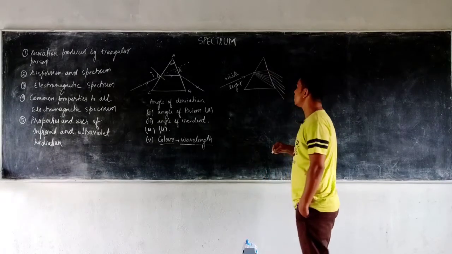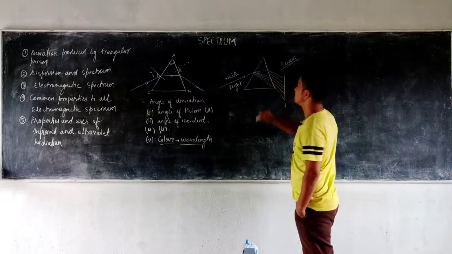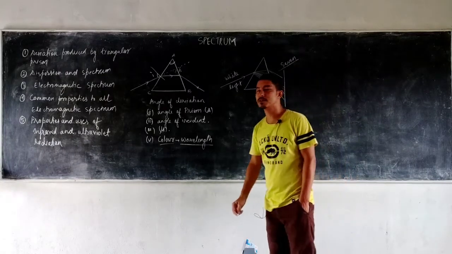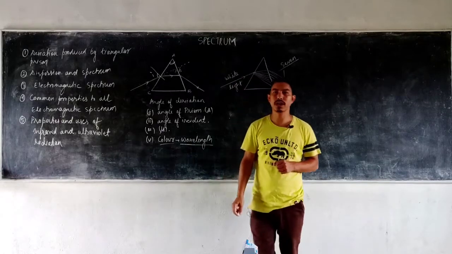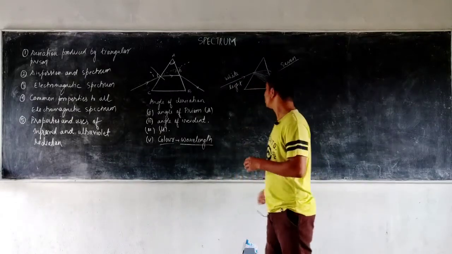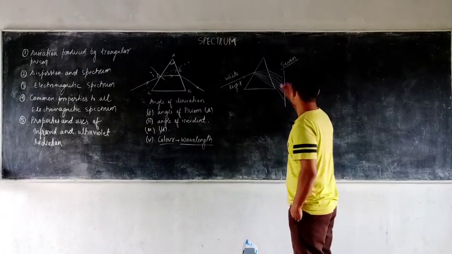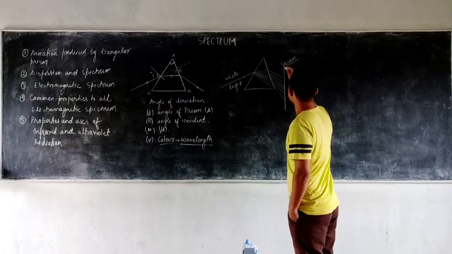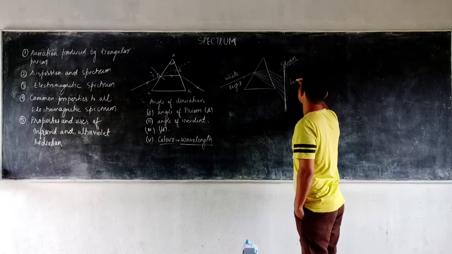The phenomenon of splitting of the white light into the 7 colors is known as dispersion. So, if asked what is the dispersion of light, you may write: the phenomenon in which the white light, when passed through a triangular prism, splits into its 7 constituent colors is known as dispersion of light. And if you keep a screen near a prism, you will obtain a colorful band.